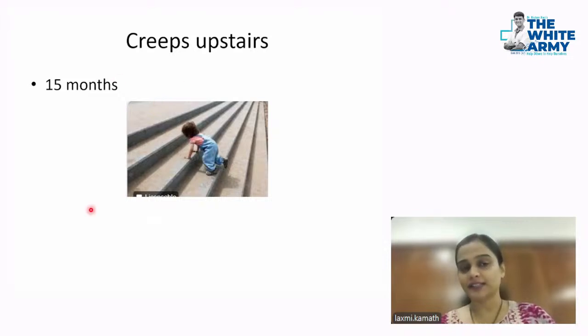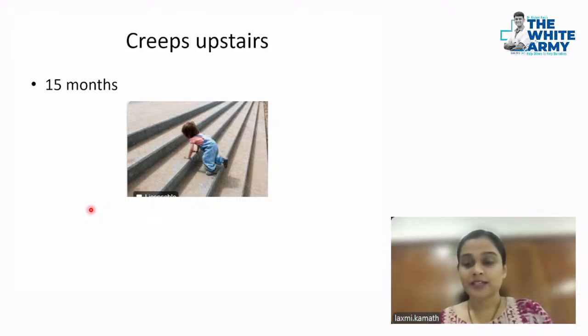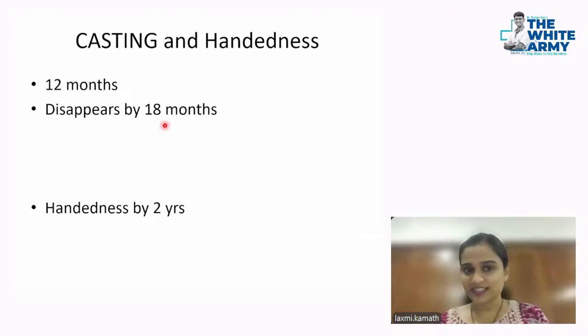Now, after this cruising, the child will be able to stand on its own by 12 months. So you take a margin of 12 to 15 months and the child will be able to walk on its own. Then walking comes. So before walking, the child should know to creep. So by 15 months, the child knows to creep upstairs, and by 16 to 18 months, child is able to walk independently.